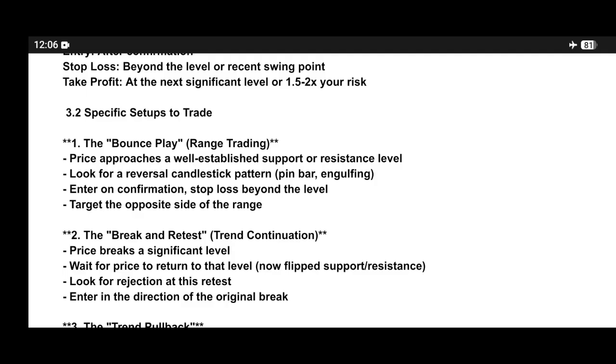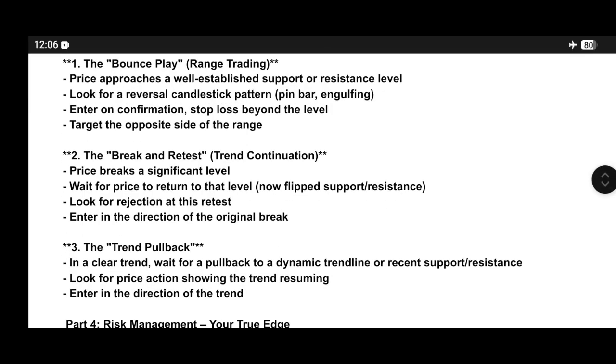Then number 2, the break and retest confirmation. Make sure that the price breaks a significant level, then wait for the price to return to that level. Are you getting my point? Which has now flipped to support or resistance. Then look out for rejection at its retest, and then enter in the direction of the original break. Are you getting my point? Yes. These are the things you need to see in the market.